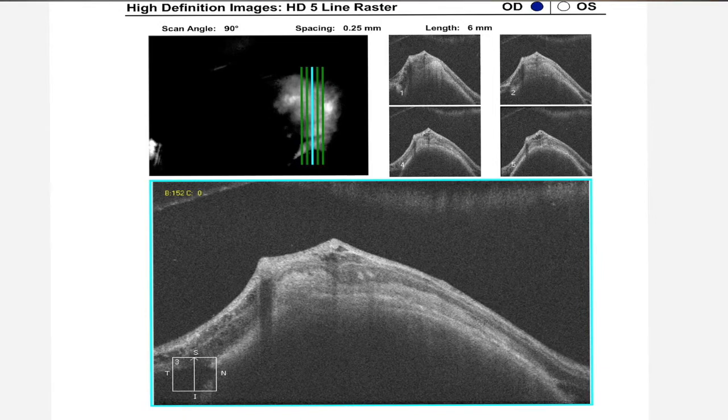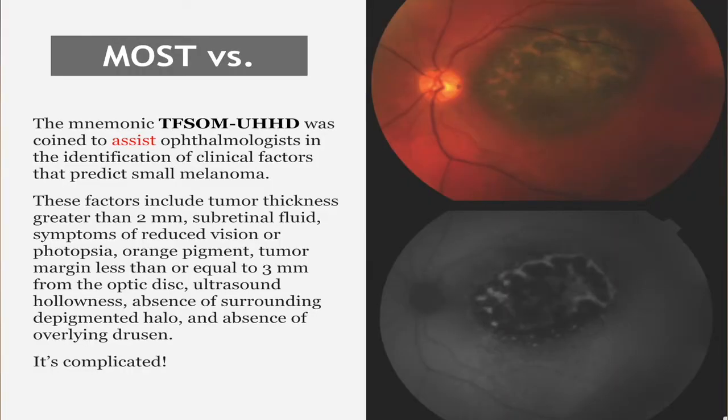be seen clinically. So the mnemonic I suggest for you to distinguish melanomas from suspicious nevi is MOST. There's another mnemonic, SAVAM UHHD, which is very complicated and encompasses a lot of the different findings that we have with choroidal melanomas. But it's complicated and difficult to get your hands around and remember. So I suggest that you remember MOST.